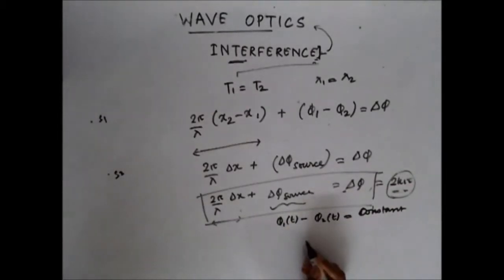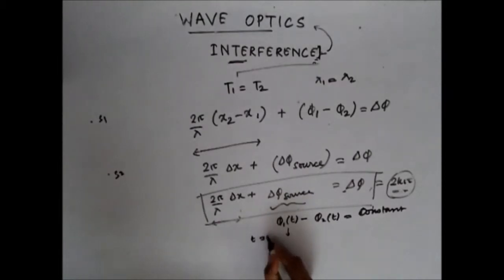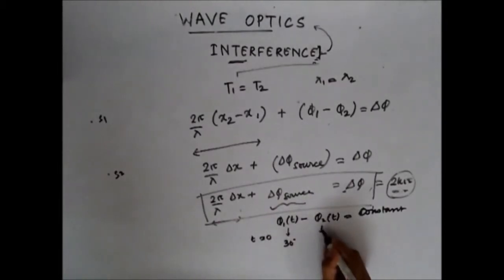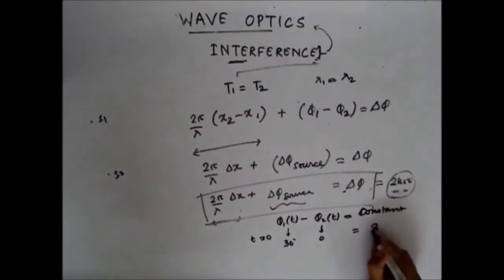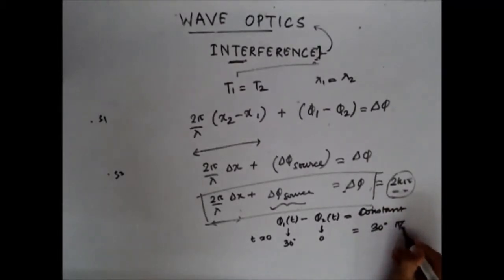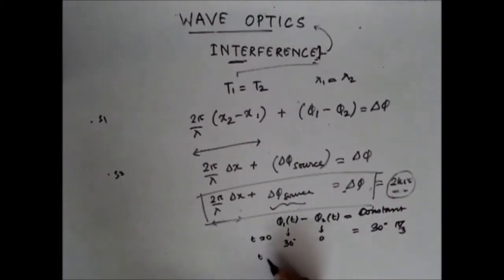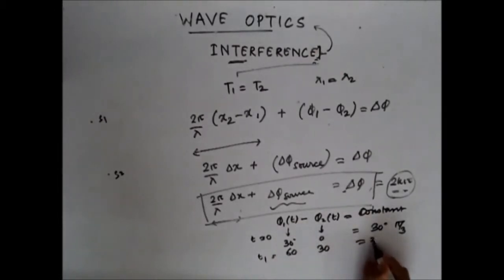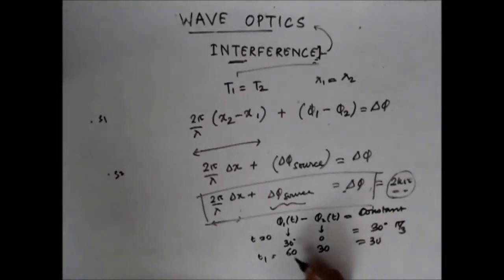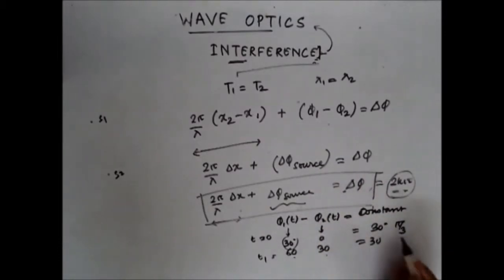So what may happen is that phi 1 at time t equal to 0 may be 30 degrees, and this may be 0 degrees. So the difference is 30 degrees or pi by 3. Now when time passes, at time t1 this may be 60, this may be 30. Now again the difference is 30. After some time this may be 90, this may be 60. So again the difference is 30 degrees. So what is happening here is that phi 1 and phi 2 both are changing with respect to time, but the difference is always a constant. So that is what we mean by a coherent source.